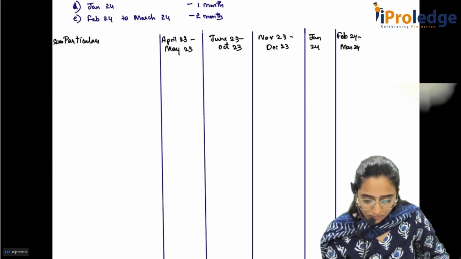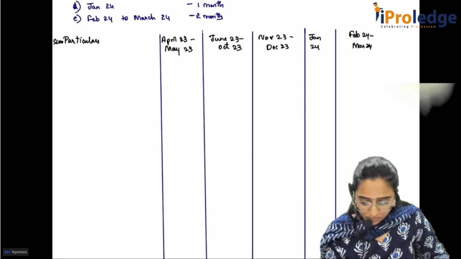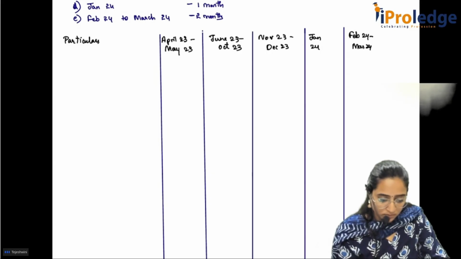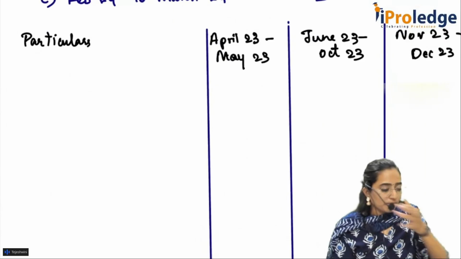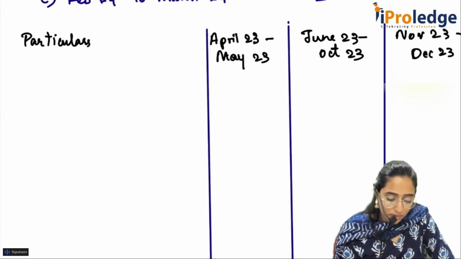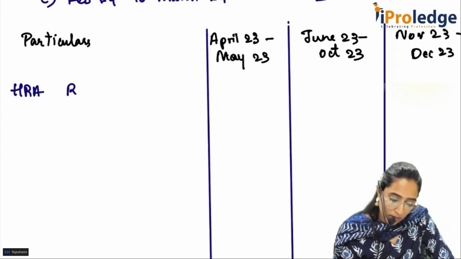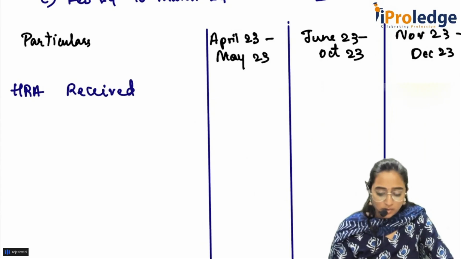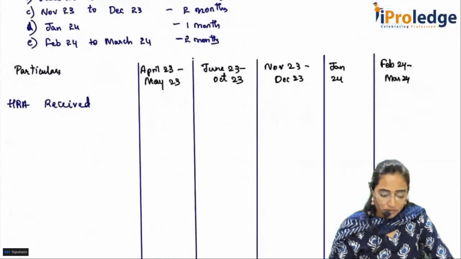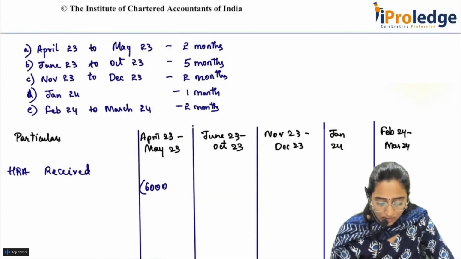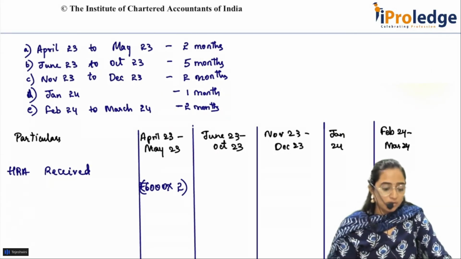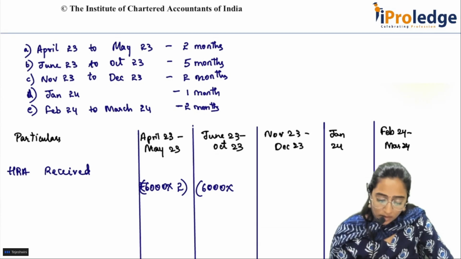Now, let's complete, people. First one. What's the first calculation going to be? Actual HRA receipt. Out of that only you are going to calculate your exemptions. So, first point, HRA receipt. We are going to do the computation. What is that HRA receipt in the question? 6,000 rupees per month. So 6,000 per month multiplied by 2 months, and 6,000 rupees multiplied by 5 months.